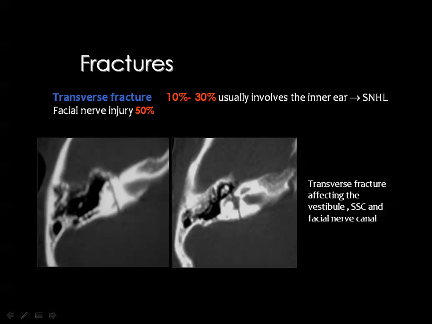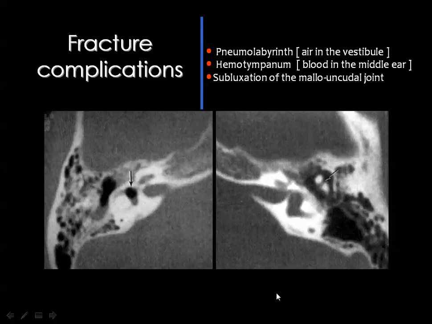It affects the petrous bone perpendicular to its long axis, and this fracture frequently involves the inner ear, and it will result in sensorineural hearing loss. In here you can see this fracture affects the superior semicircular canal. It also passes through the vestibule. This is the lateral semicircular canal, and this is the vestibule. Transverse fractures are uncommon and they affect the inner ear structures.